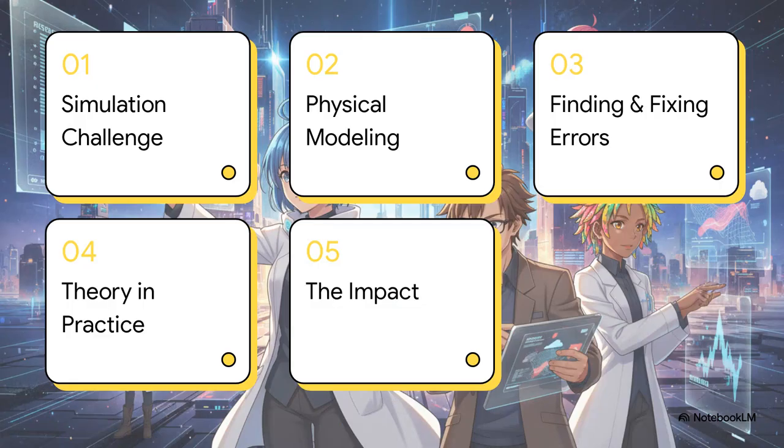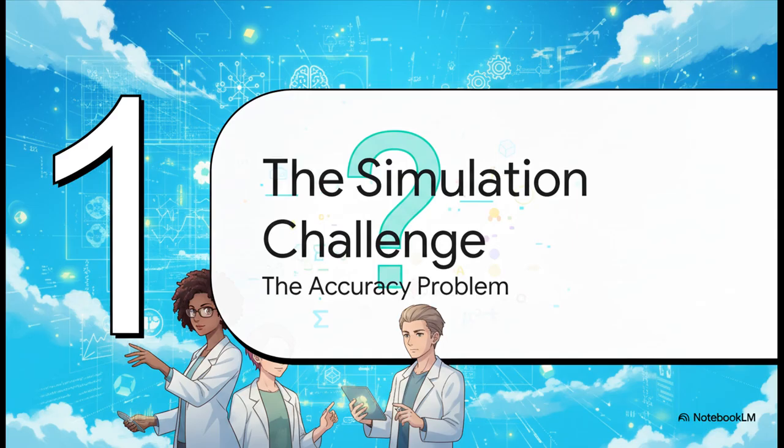All right, so here's how we're going to break it down. First, we'll tackle the core problem. Then we'll get into the physics-based approach for modeling it. After that, the really cool part, how to find and fix errors intelligently. We'll look at some real examples, and then wrap up by talking about why all this efficiency is such a game changer. Okay, so let's jump right in.